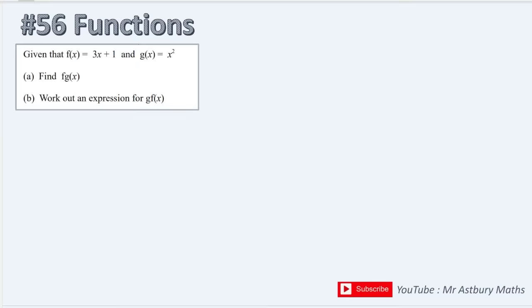Next one, a composite function. Find f of g of x. So I take x and I put it into g, and that gives me x squared. And then I take that and I put it into f, which means I write out f, but I replace any x's with x squared. So this becomes 3x squared plus 1.